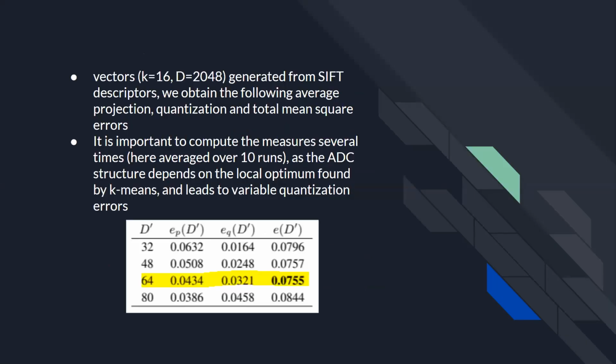As we see in the table, for vectors with k equal to 16 and d equal to 2048 generated from SIFT descriptors, we obtain the following average projection, quantization, and total mean square error. It is important to compute the measures several times, as the ADC structure depends on the local optimum found by k-means and leads to varying quantization errors. And the highlighted one is the optimal measurement of D dash.